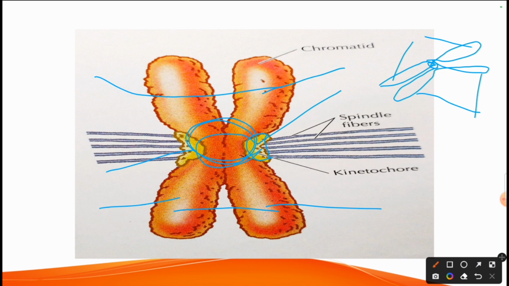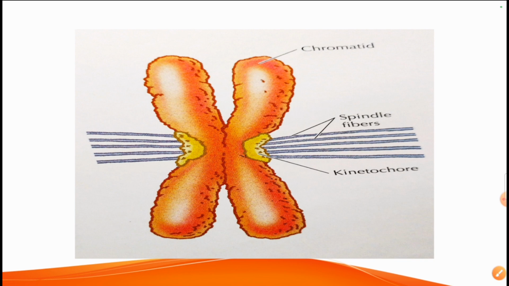Got it? So what is the function of this centromere? It divides the chromosome into two equal or unequal parts, which we call arms. Then what is a kinetochore? The kinetochore is a disc-shaped protein formed at the centromere during the prophase stage. To this kinetochore, the spindle fibers are attached. Got it? So this is the structure of the centromere and kinetochore.